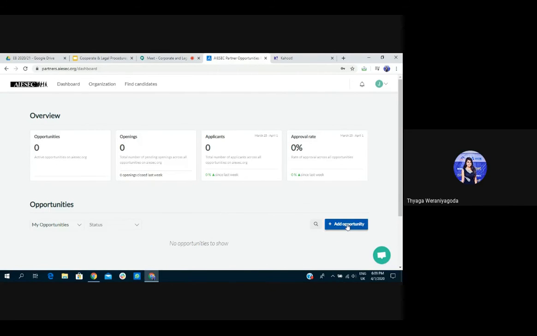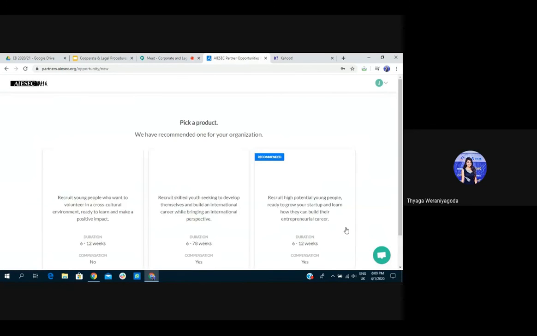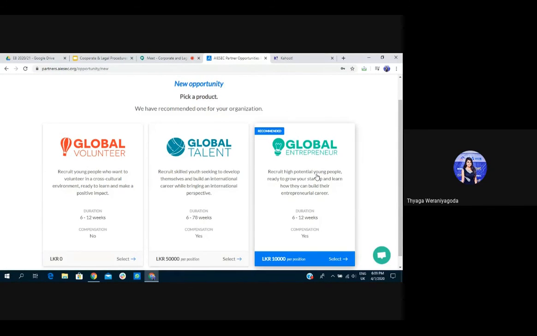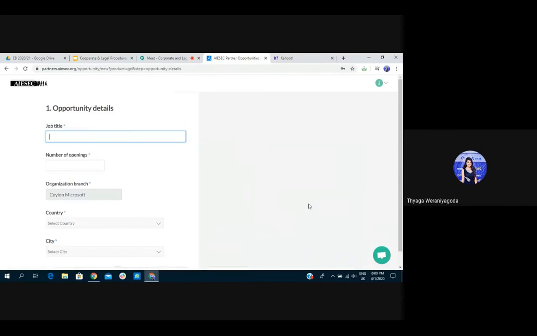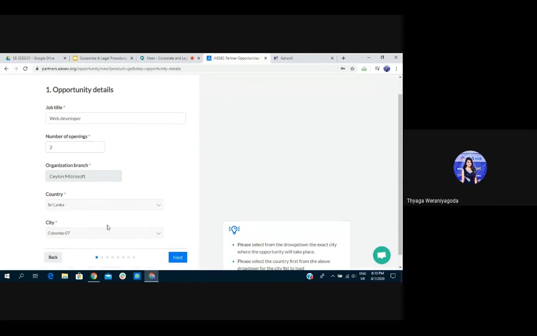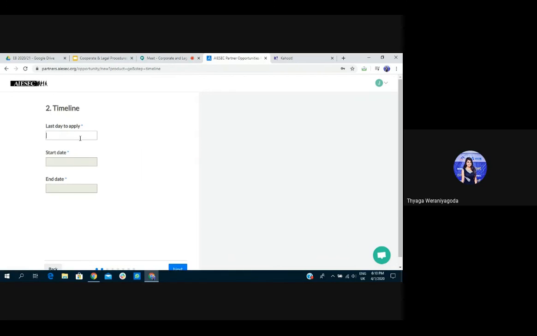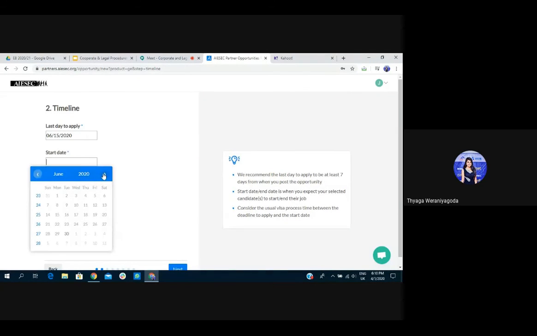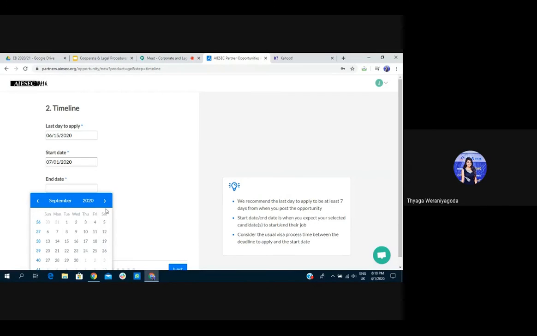Now we are going to add an opportunity. You can go here and add opportunity. And then, as I said, you can pick a product. As I already picked startups there, here it's recommending me to use Global Entrepreneur. So you can use GT or GE. And the job title, let's say he's a web developer, and the country is Sri Lanka. City, Colombo 7, as I said, very important. Let's put the last day to apply as we discussed, June 15th, and start date as July 1st. End date as 12 weeks, so July, August, September 23rd. Okay.